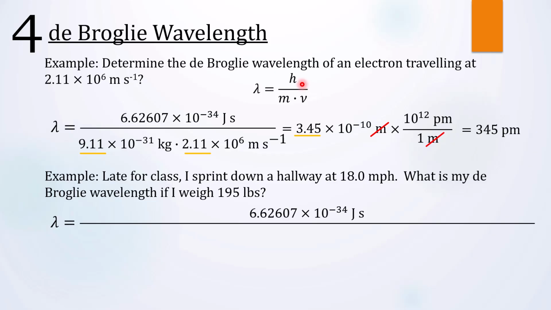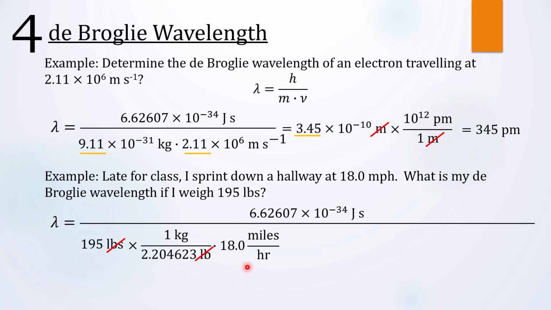Plug in Planck's constant, that's in the numerator. Now my mass is in pounds, so I'm going to have to convert that to kilograms. So the conversion is 1 kilogram per this many pounds. And the way that I wrote it, I wrote pounds in the denominator, so they'll cancel. So now I got kilograms. And now I'm going to multiply by my velocity, 18 miles per hour.